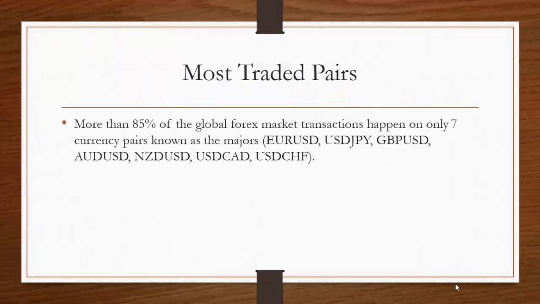More than 85% of global forex market transactions happen on 7 currency pairs known as the majors. They are EUR/USD, USD/JPY, GBP/USD, AUD/USD, NZD/USD, USD/CAD, and USD/CHF. So these pairs are the most traded pairs in this market.